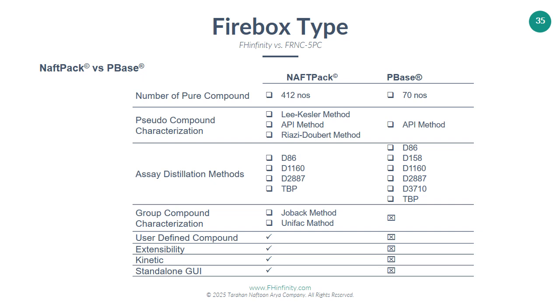Finally, the engine under the hood, NaftPack versus P-Base. P-Base, the thermo-engine of FRNC, is limited to about 70 pure compounds and basic characterization methods. NaftPack supports over 400 pure compounds. It offers advanced characterization like Lee-Kessler and Rayotze-Daubert. It handles kinetics, user-defined compounds, and is 100% extensible. And unlike P-Base, NaftPack has its own standalone GUI and can integrate online with Aspen HiSys. It's not just an update, it's a generational leap in thermodynamic accuracy.